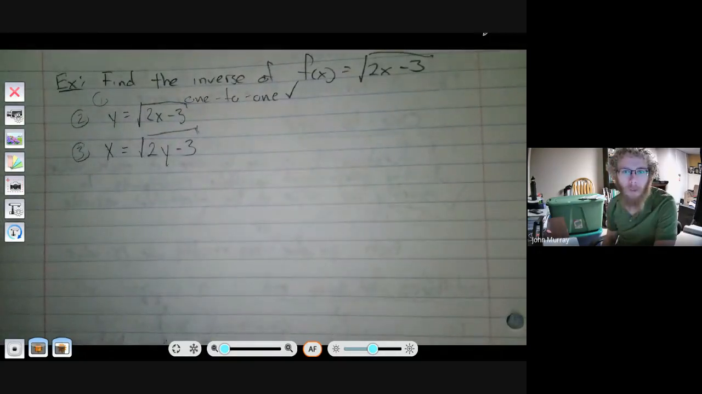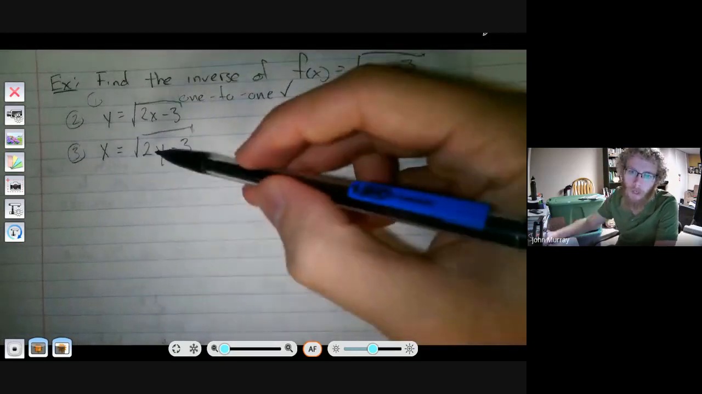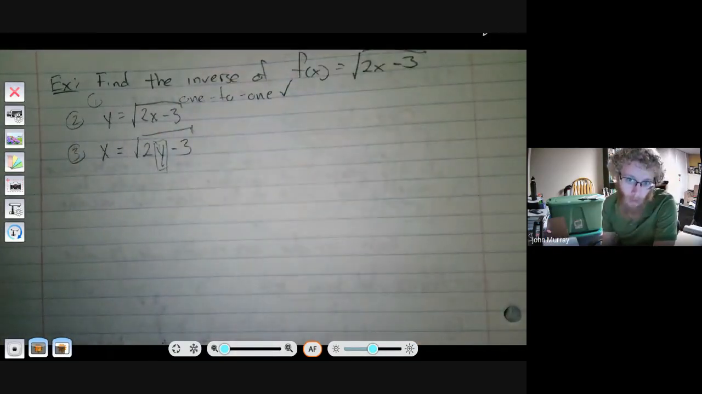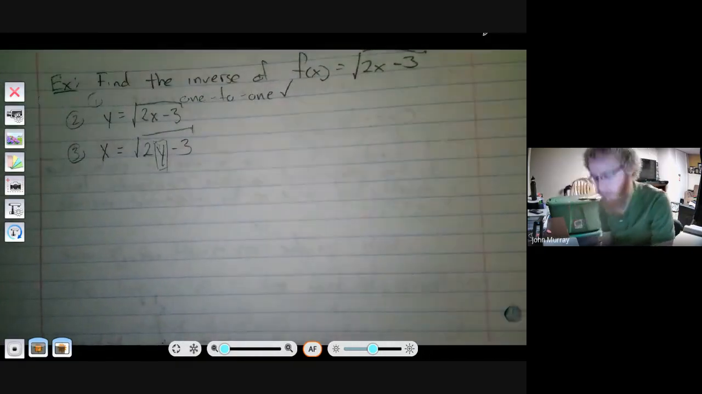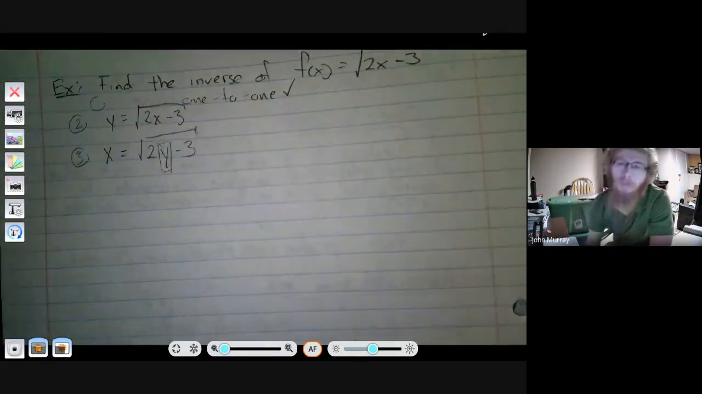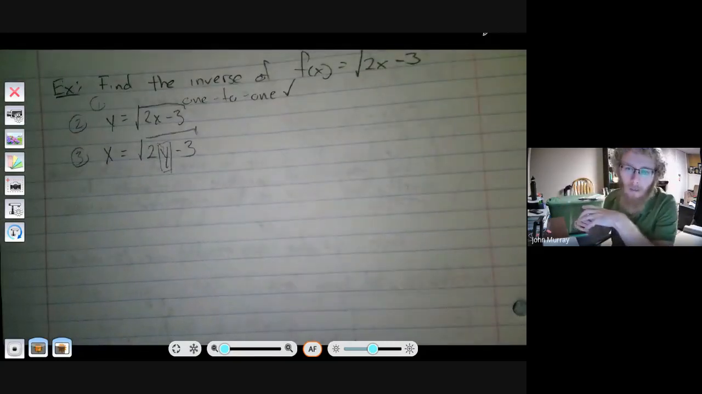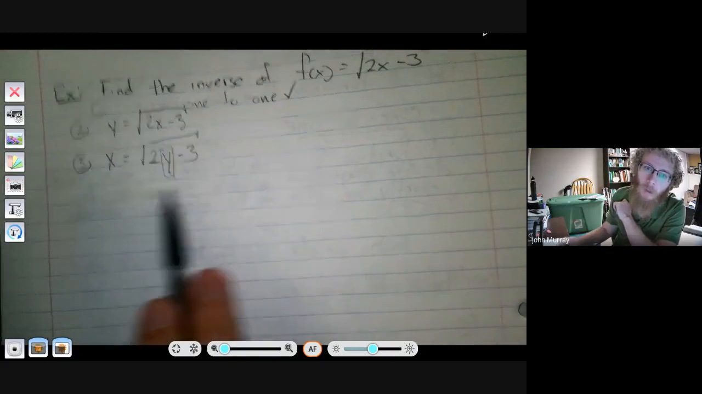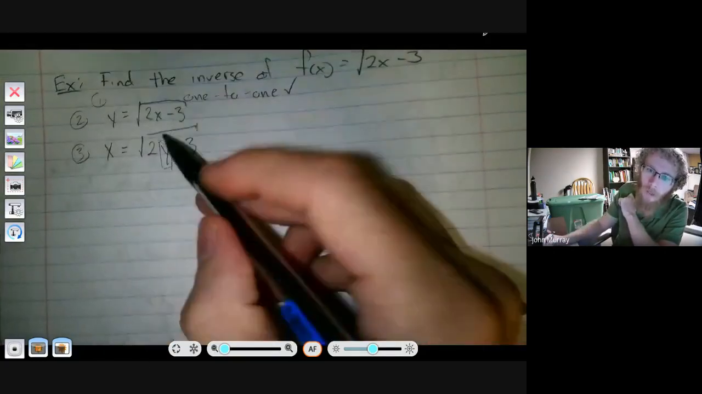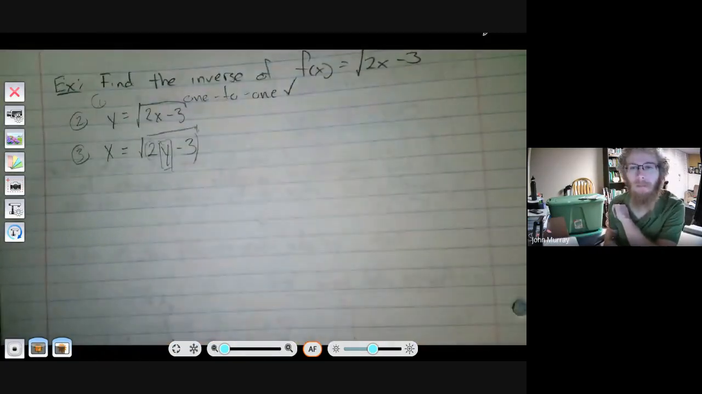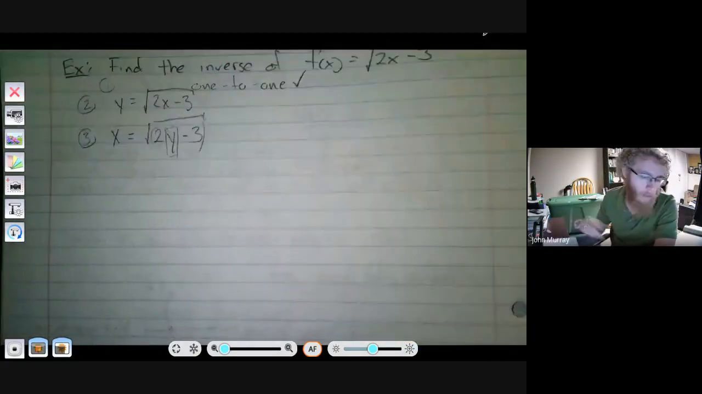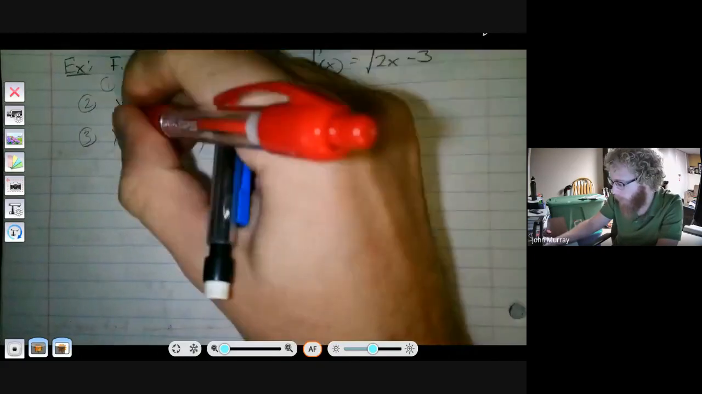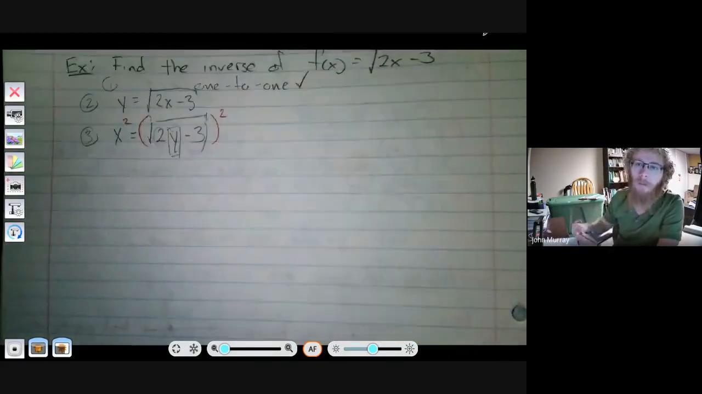Now that we have everything swapped, we're going to start isolating this y. I want to get this y all by itself. So remember, when we're isolating a variable, we want to work from the outside in. I can't get rid of this 3 or this 2 until I deal with what's on the outside. So the first thing I have to get rid of is the square root. In order to get rid of the square root, we're going to square both sides.